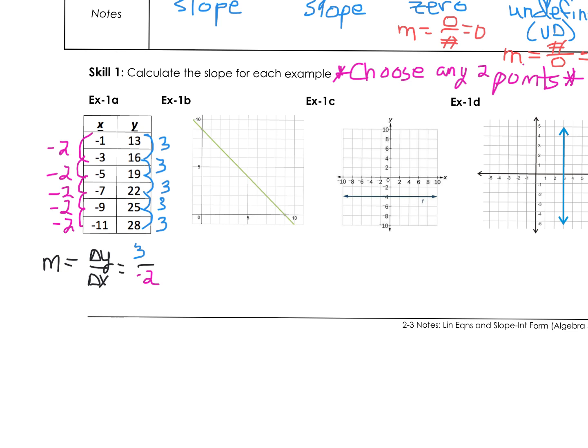Now this negative can either be in the denominator or the numerator, or it can just be hanging out to the side. It doesn't matter. You choose. All right, so now let's look at a graph.